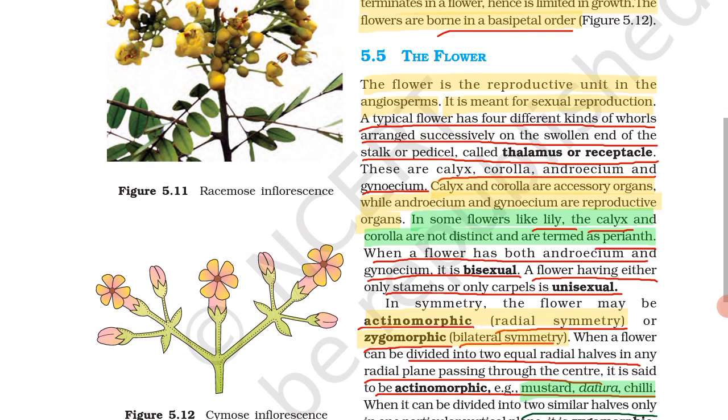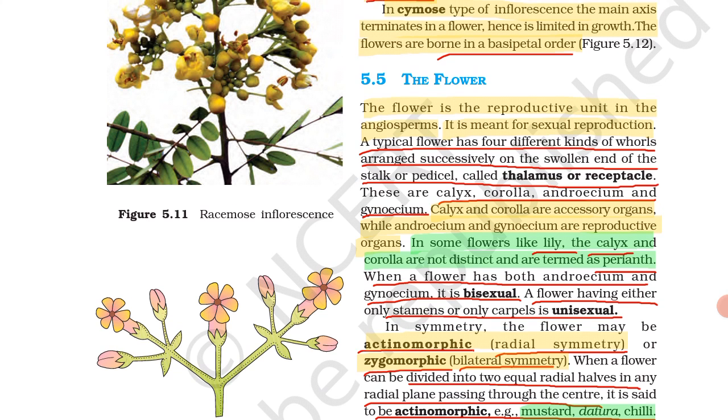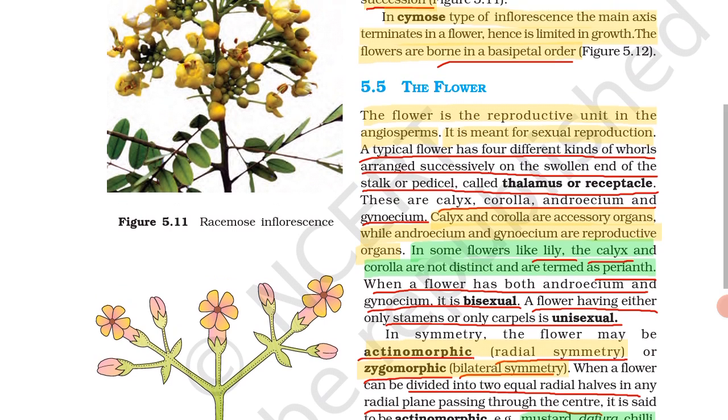From apex to base. The main axis terminates into a flower, which means the first flower comes, and after that growth proceeds downwards, from apex to base, in cymose inflorescence, and from base to apex in racemose inflorescence. From base to apex is also called acropetal succession. From apex to base is also called basipetal order. It is seen in cymose type of inflorescence, and acropetal order is seen in racemose type of inflorescence.